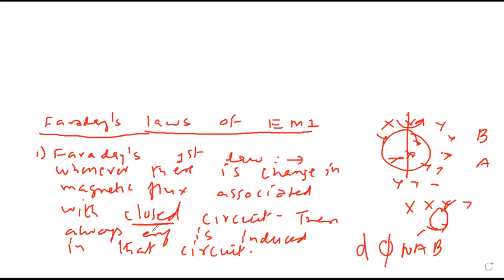Magnetic field and area. We can change the area, we can change the field, we can change the angle of rotation. If any of these changes, the flux will change. Right, first law.